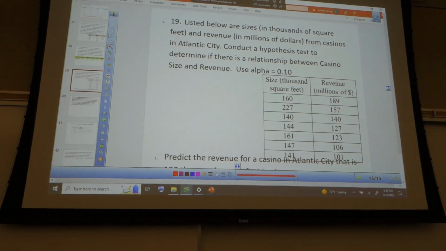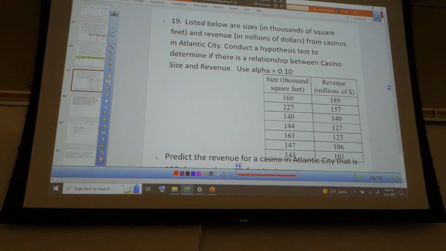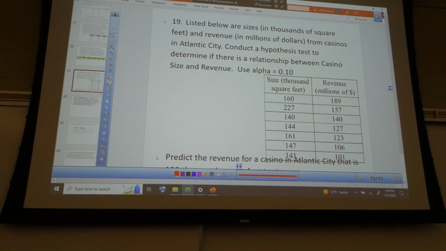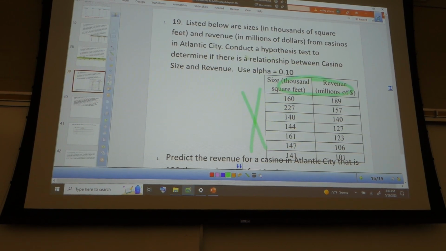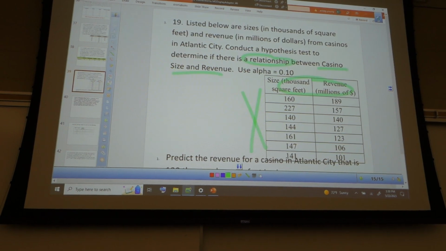Right, so what kind of problem is this? Linear regression. I have categories here. I do not have labels there, so it cannot be a matrix. I have two lists, so it can't be an ANOVA. And then they're also looking at relationship between blank and blank. So that is totally a linear regression.